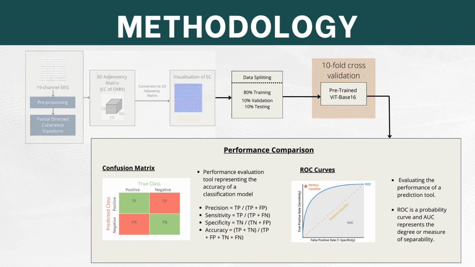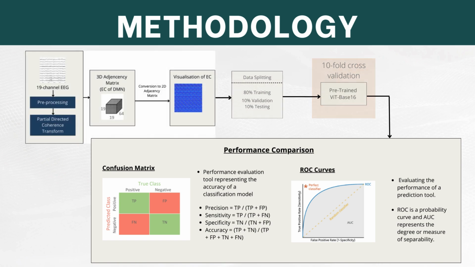Then, the data, initially stored in a 3D matrix, is subsequently converted into a 2D matrix, which is more suitable for the input requirements of the ViT. The next step is to do data splitting. The dataset was split into a training, validation, and testing set using a random 80-10-10 split method.